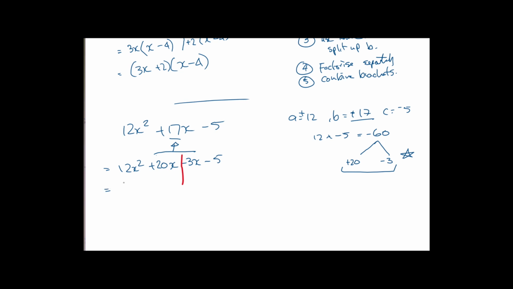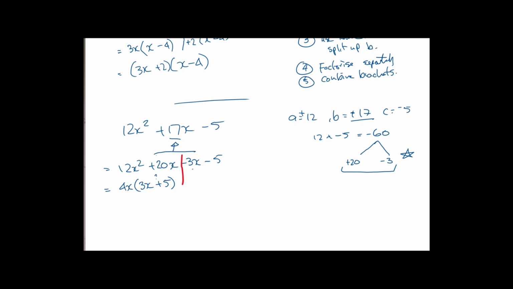The common term here is actually 4x. Okay, so 4x times what gives us 12x squared? Well, it's 3x. 4x times what gives us 20x? Well, it's plus 5. And over here, we've got this, but we sort of have a clue.